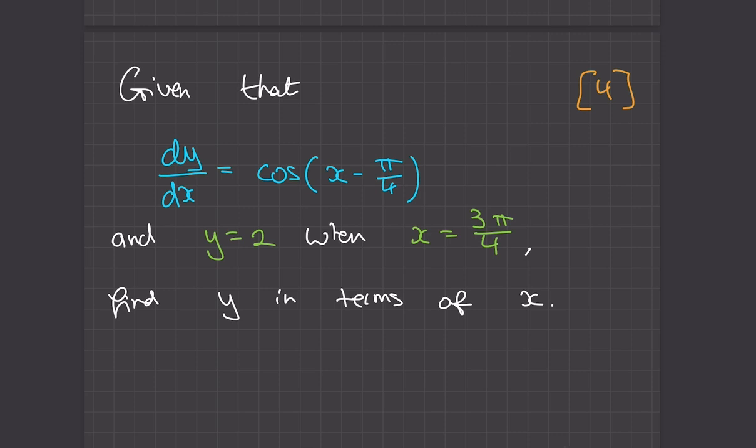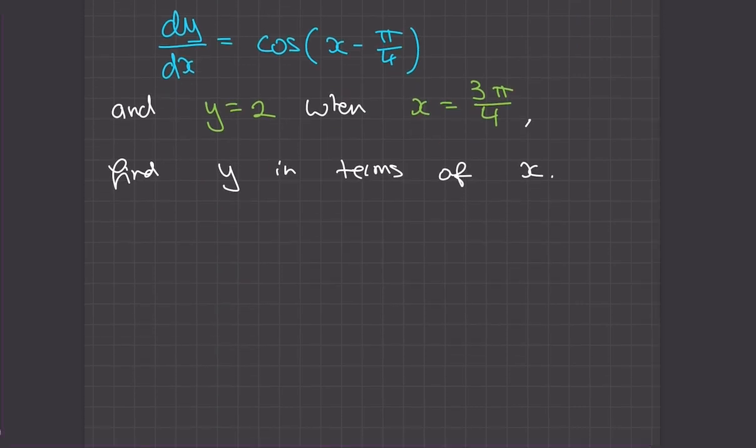So today we're going to be looking at this initial value problem. It's from the SL paper, and it's a 4-mark. Basically, it's an integration problem, but it's not an indefinite one. It's indefinite, but they give you the initial values, so it means you can find a specific solution. So given that dy/dx is given by cos of (x minus pi on 4), and that when x is equal to 3 pi on 4, y is equal to 2, we need to find y in terms of x.